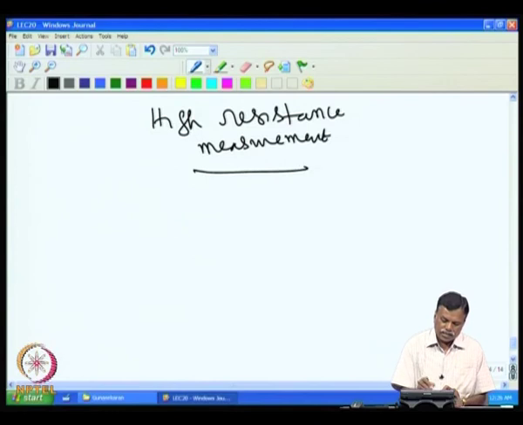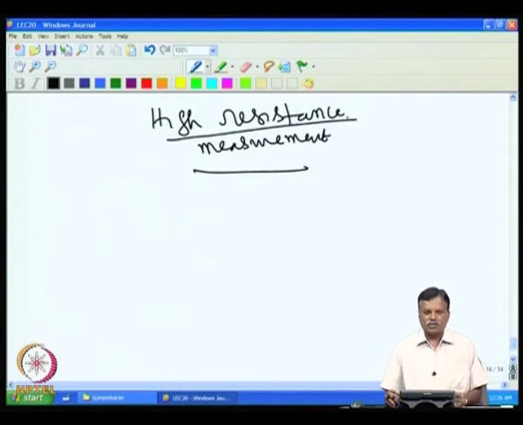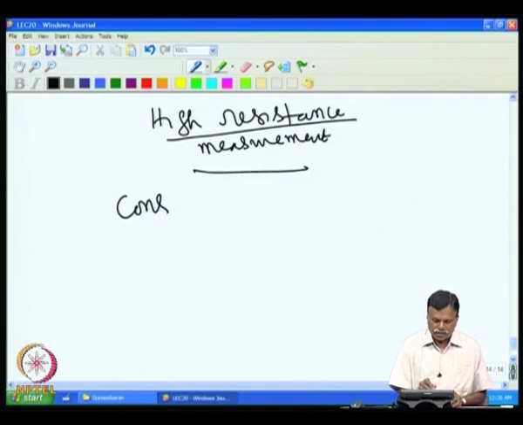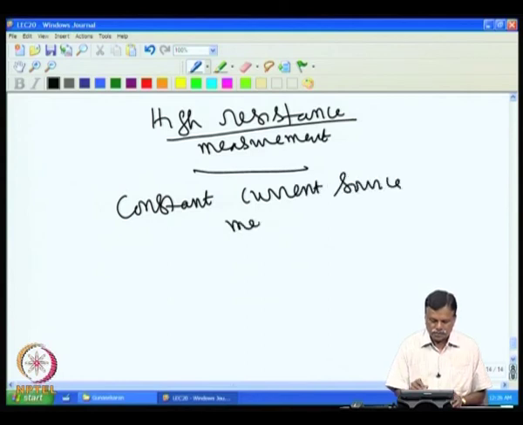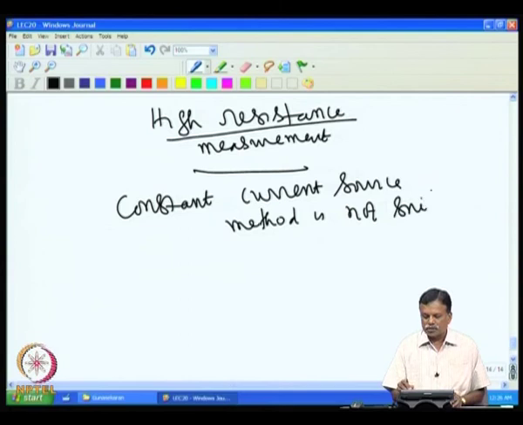For this, constant current source method is not suitable, and it is not required.